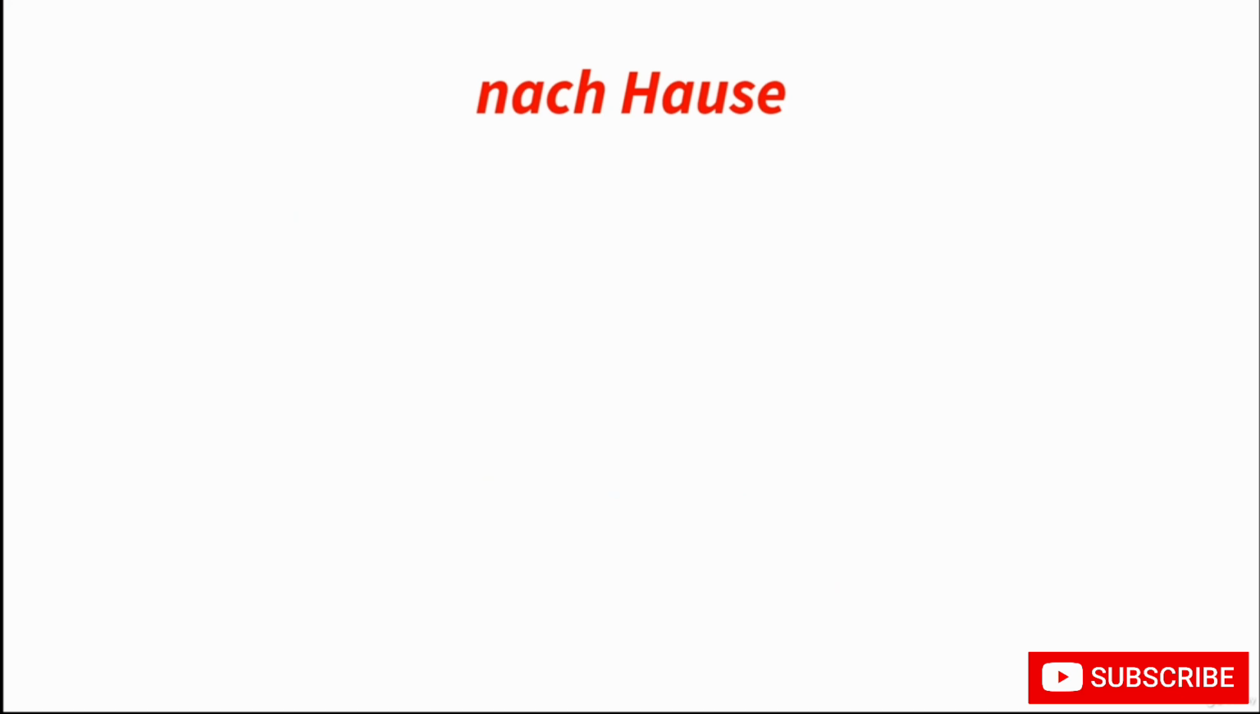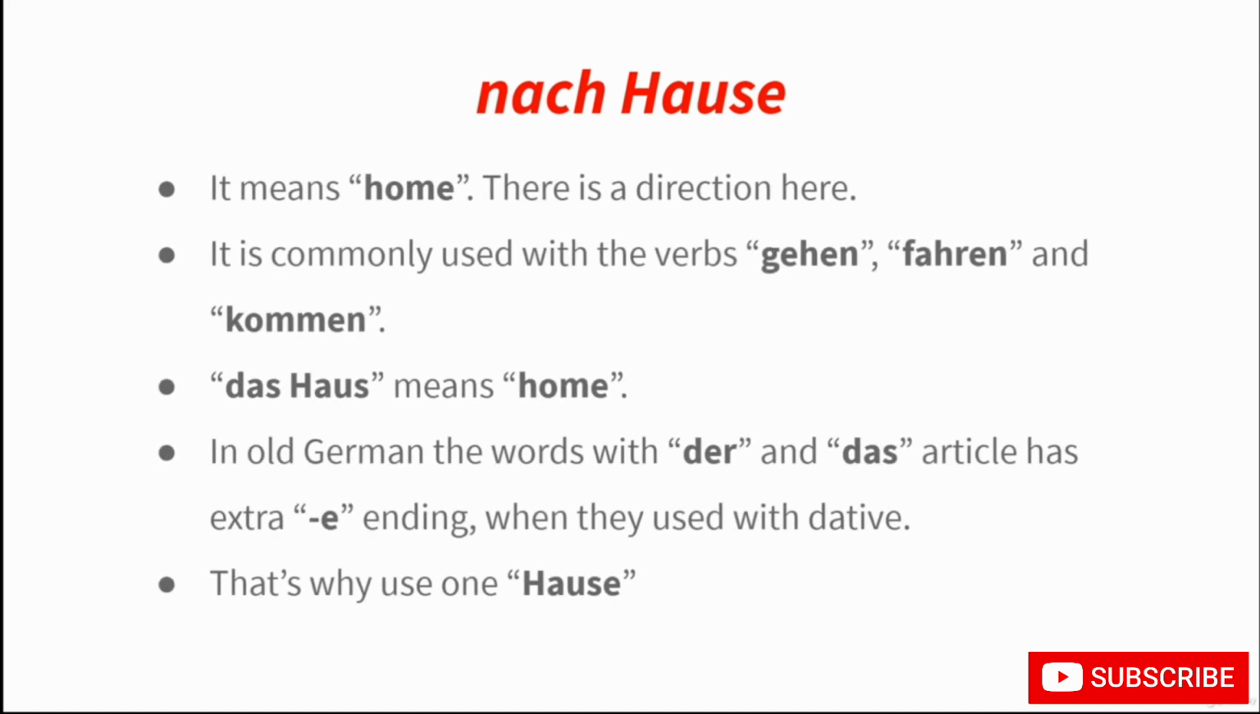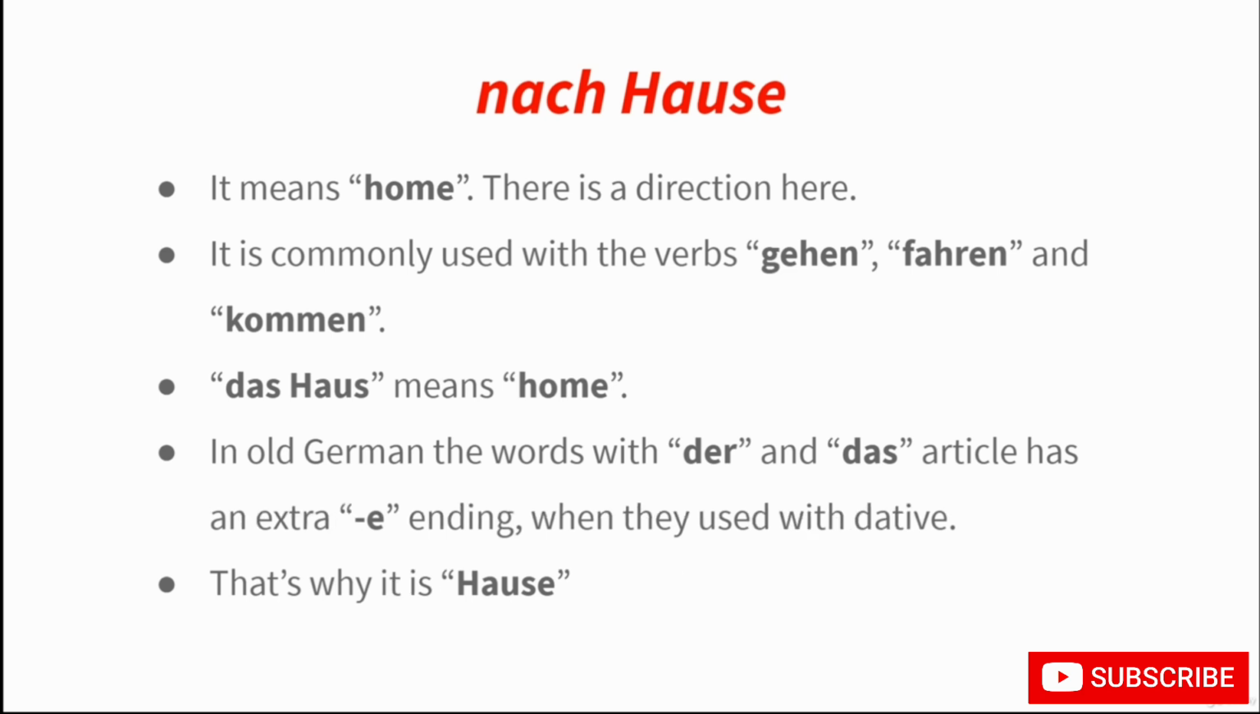Let's start with nach Hause. Nach Hause means home. There is a direction here. It is commonly used with the verbs gehen, which means to go, fahren, which means to drive, and kommen, which means to come. Normally, das Haus means home, but in Old German the words with der and das articles have an extra e ending when they are used with the dative case. That's why it is nach Hause, not nach Haus.